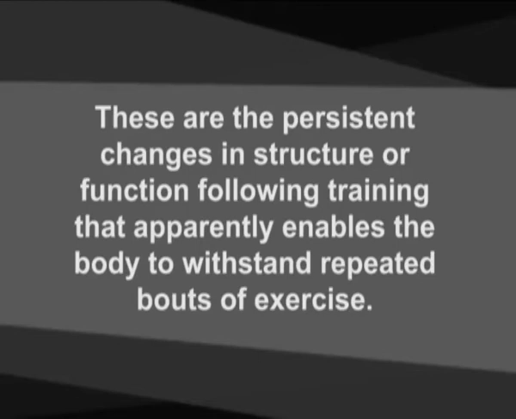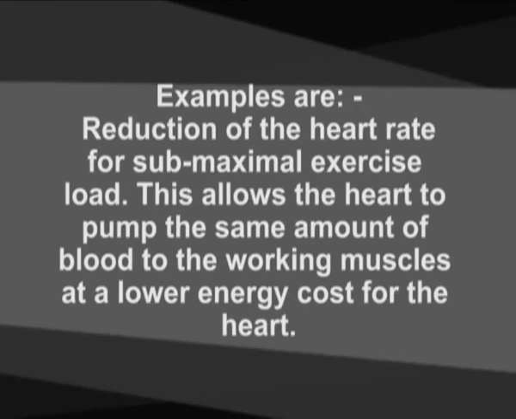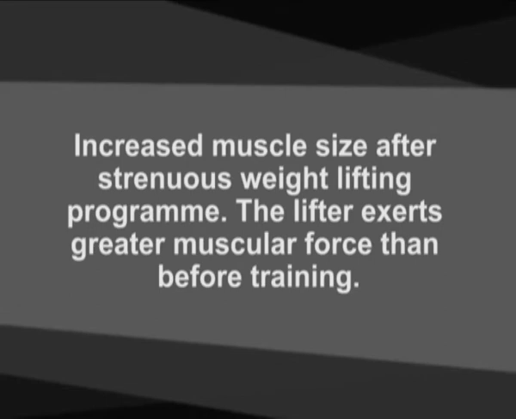Adaptations. These are the persistent changes in structure or function following training that apparently enable the body to withstand repeated bouts of exercise. Examples are reduction of the heart rate for a submaximal exercise load. This allows the heart to pump the same amount of blood to the working muscles at a lower energy cost for the heart. Increased muscle size after a strenuous weightlifting program. The lifter exerts greater muscular force than before training.